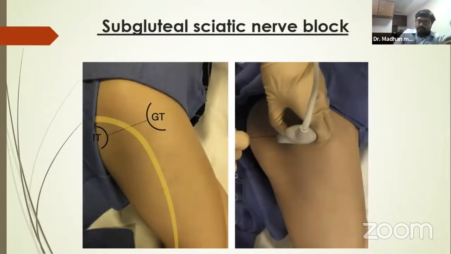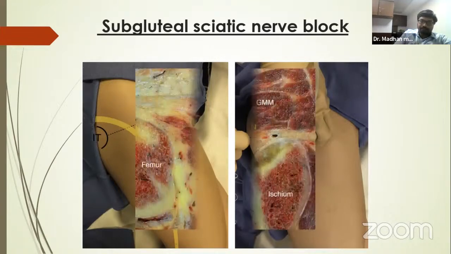So we will move on to the distal level, the second level of blocking the sciatic nerve, which is the subgluteal level. This block is slightly distal, and as we come distal, the nerve will be a little more superficial. If you take the sacral plexus, the nerve will be the deepest. If you come to the popliteal fossa, the nerve will be the most superficial. So this block can be done in a safer and easier manner.